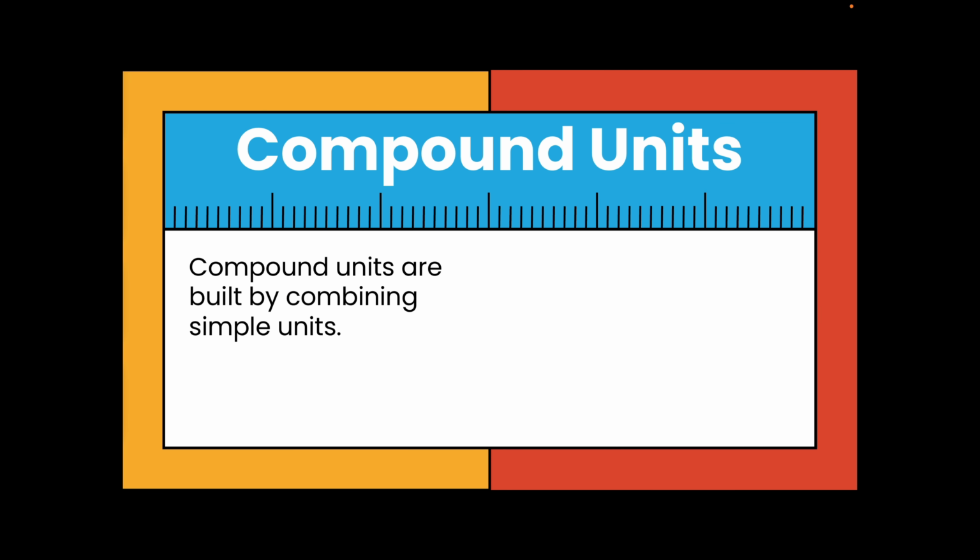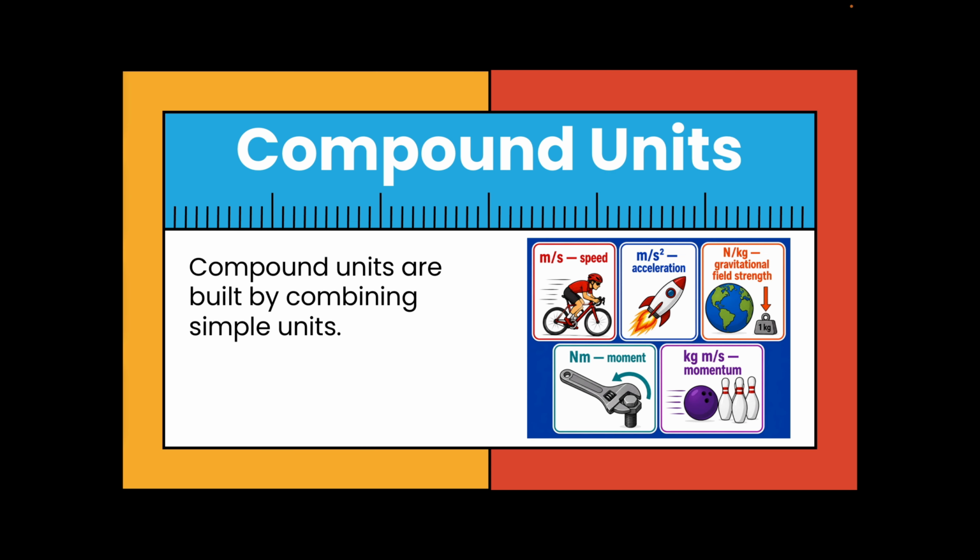Now we move from simple units to compound units. A compound unit is made by combining simple units. For example, speed is measured in meters per second. That unit combines meters and seconds because speed tells us how much distance is covered every second. Acceleration is measured in meters per second squared. That looks harder, but it means the speed is changing every second.